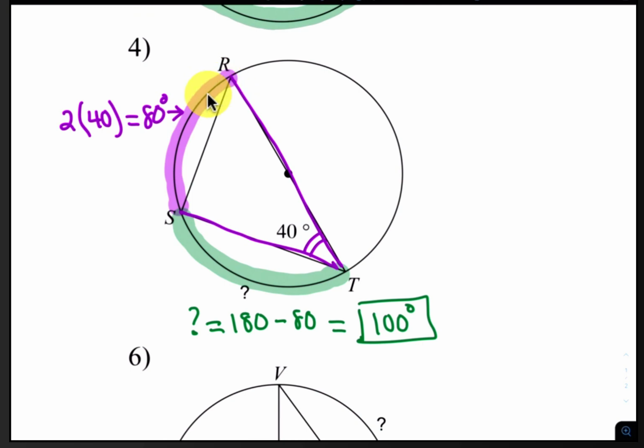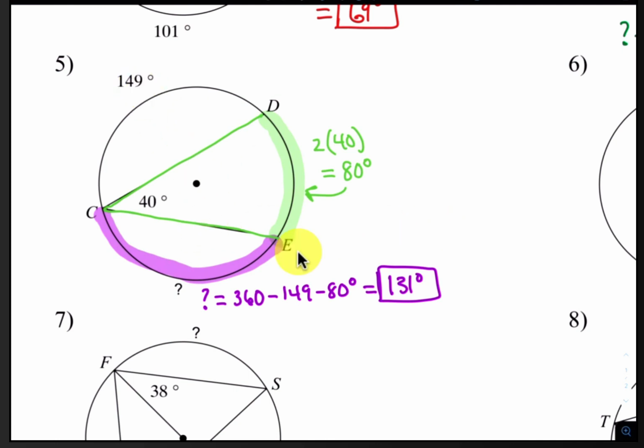Now, the arc from R to S to T is a semicircle. Therefore, that entire arc from R to S to T is 180 degrees. So the question mark is simply 180 minus 80. It's the difference between 180 and this purple arc. So question mark is 180 minus 80, which is 100 degrees.